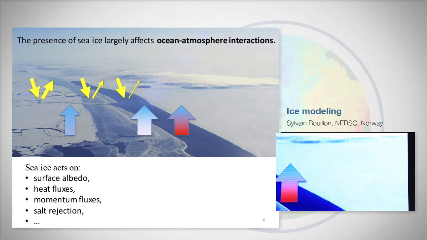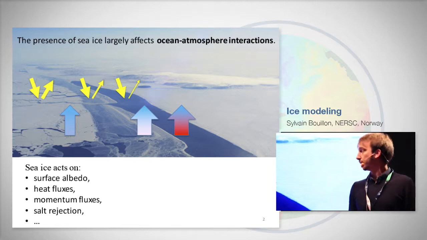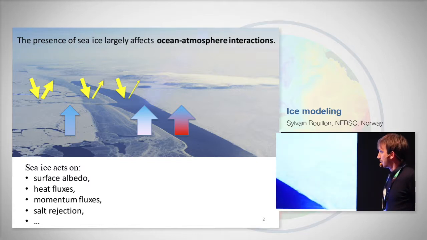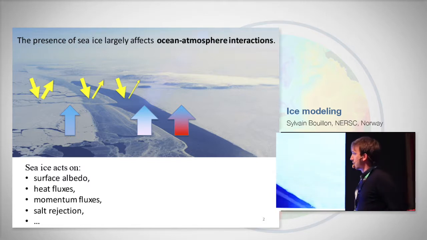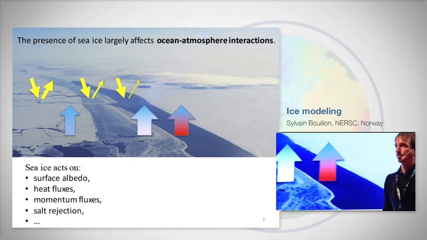The presence of sea ice is very important for ocean-atmosphere interaction because, for example, if you have sea ice, you will have a very high surface albedo. So it means that most of the incoming radiation will be just sent back to space, or to the atmosphere at least. The surface albedo is a bit lower if you have thin ice, and it's much lower for the open water. It also has a large impact on the heat fluxes. So the heat fluxes are much stronger over open water than through the thin ice or through the thick ice.